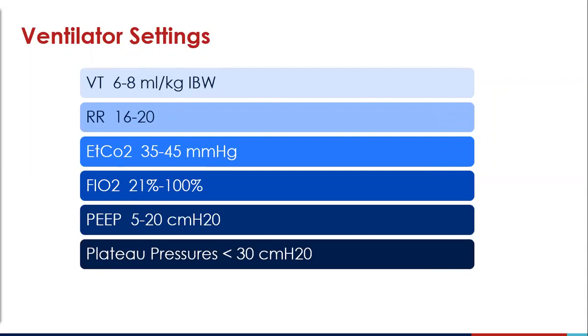These are some of the guidelines for normal ventilator settings. Tidal volume of 6 to 8 milliliters per kilogram of ideal body weight. A respiratory rate of 16 to 20 breaths per minute. End tidal CO2 values of 35 to 45 millimeters of mercury. FiO2 of 21 to 100%. PEEP pressures of 5 to 20 centimeters of water, and a plateau pressure of less than 30 centimeters of water.